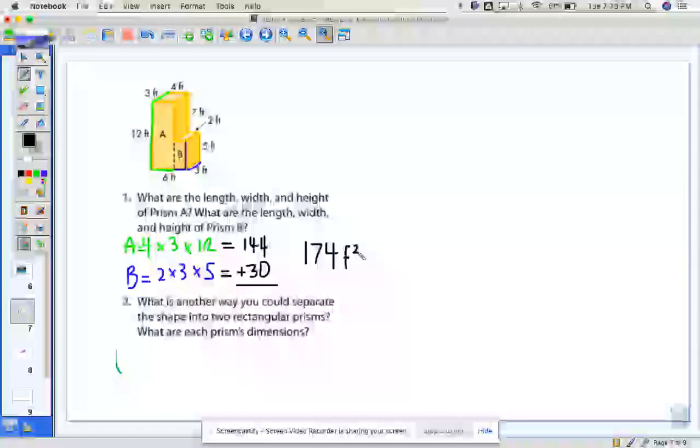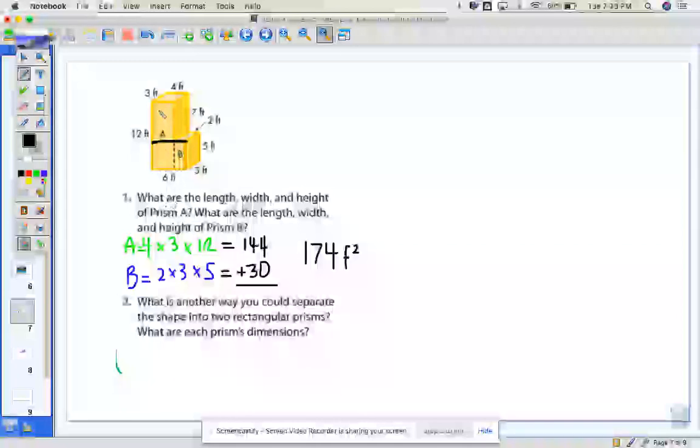Now, I did tell you at the beginning of the video that you could separate the shape into left and right and top and bottom. So number 2 says, what is another way you could separate the shape into two rectangular prisms? What are each prism's dimensions? So I'm going to use my eraser tool, and let's pretend like we now are going to split this shape into top and bottom. That is going to change my measurements.